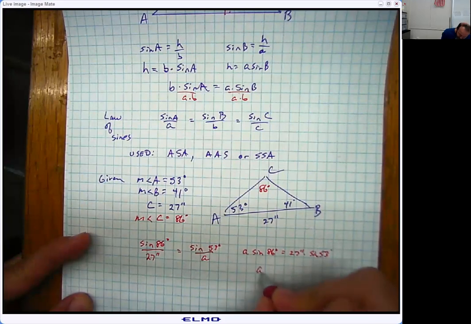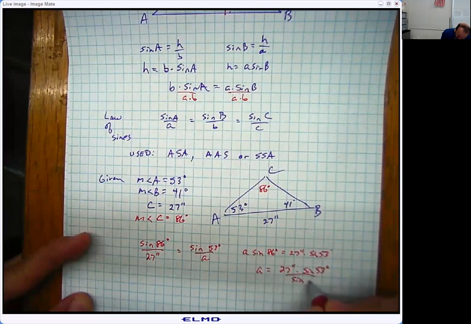Now, that means a is 27 inches times the sine of 53 degrees divided by the sine of 86. And that would tell me, grand total, that the measure of a would be 21.615 inches.